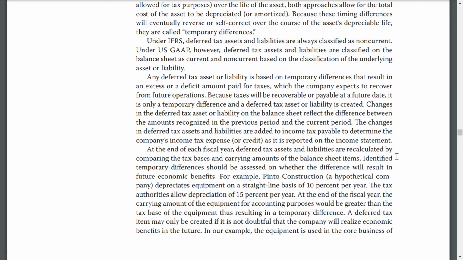Any deferred tax asset or liability is based on temporary differences that result in an excess or a deficit amount of paid for taxes, which the company expects to recover.